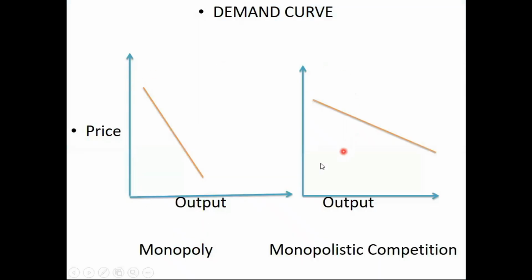So you could see the diagram. The very first demand curve that you are seeing is the demand curve in a monopoly market, which is less elastic in nature. And the next one is the demand curve in monopolistic competition, which is highly elastic in nature.